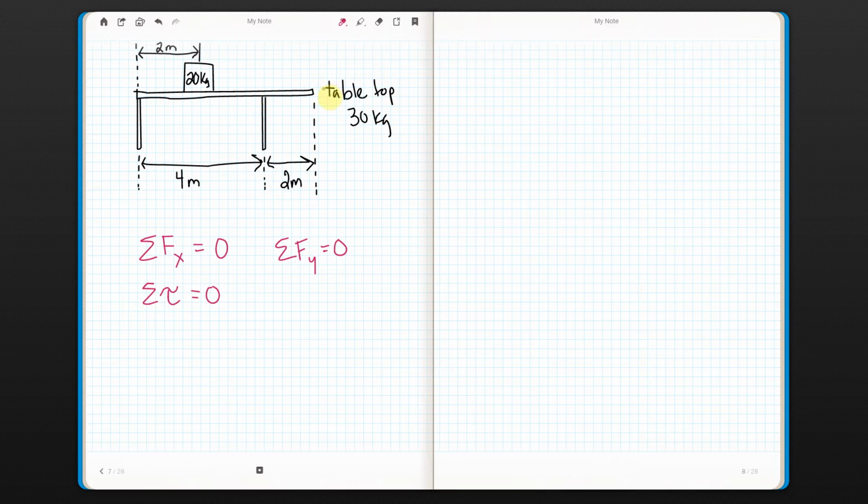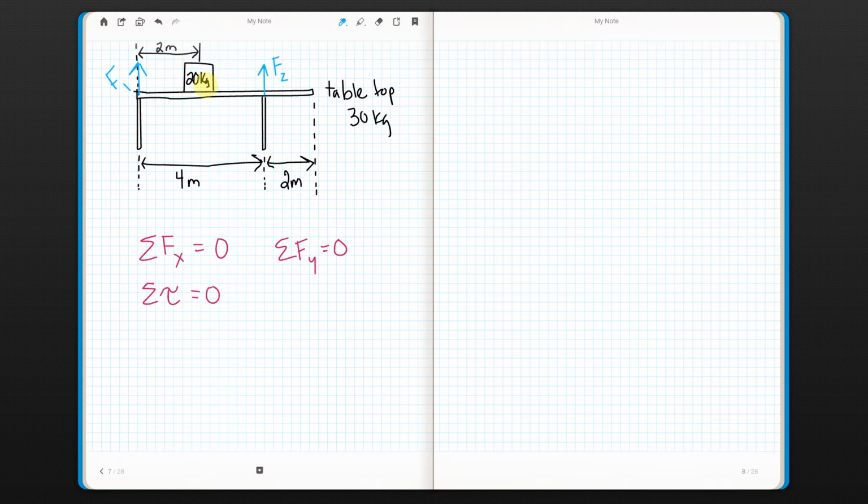The first thing we need to do is identify the forces that are acting on the tabletop, because eventually my goal is to find the force of this leg pushing up on the tabletop. So this force right here, I want to know that. I'm going to call that F1. And I want to know the force of this other leg pushing up on the tabletop. We're going to call that F2. I don't know what those are. I want to know them.